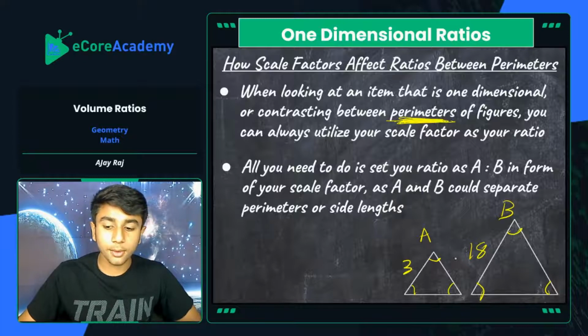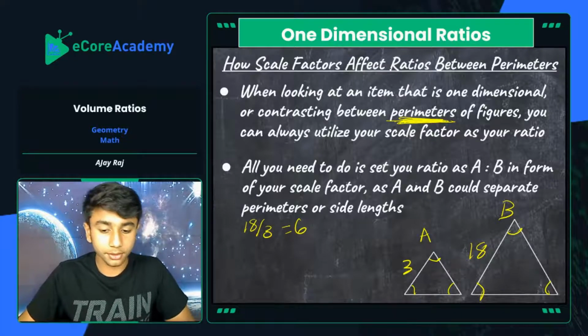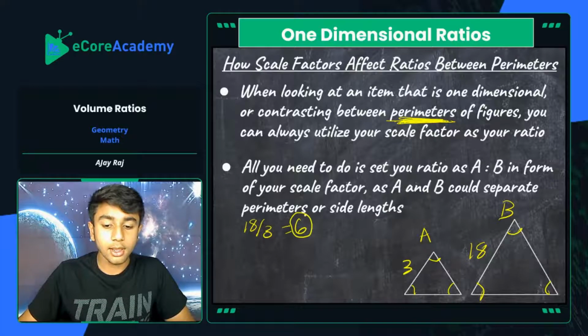What we're going to do is take our scale factor by taking one corresponding side divided by the other corresponding side. 18 divided by 3 equals 6. And since we're given 6 here, all we need to do is leave it as 6. But in essence, all you really need to do is take this fractional form and put it back into your rational form, meaning 18 to 3.